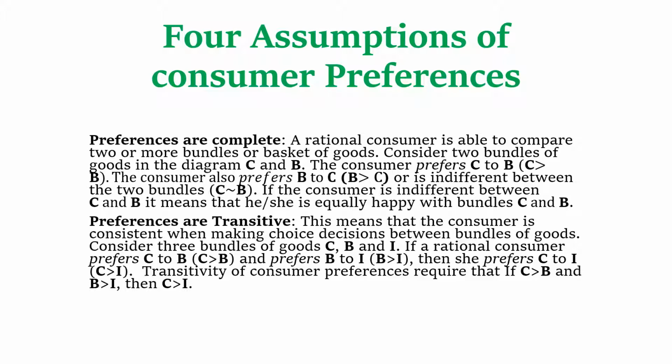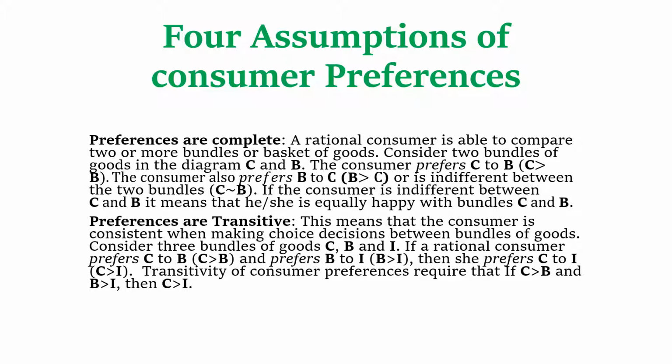Now, the next assumption of consumer preferences that we're going to look at is that preferences are transitive. So this implies that the consumer is consistent when making choice decisions between bundles of goods. So whenever it wants to make decisions between bundles of goods, let's say bundle C, B, and A, it makes its decision consistently.